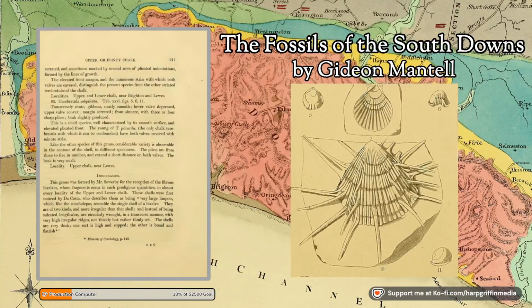The young of T. plicatilis, the only chalk terebratula with which it can be confounded, have both valves covered with minute striae. Like the other species of this genus, considerable variety is observable in the contour of the shell in different specimens. The plicae are from 3 to 5 in number and extend a short distance on both valves. The beak is very small. Locality: Upper Chalk, near Lewes.